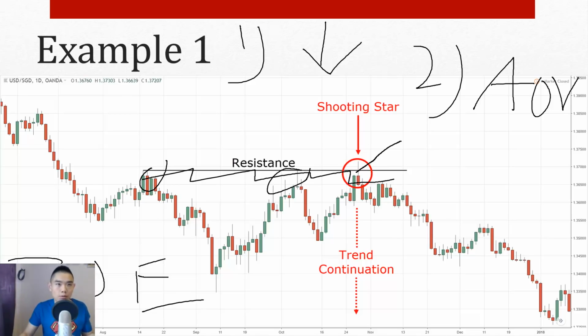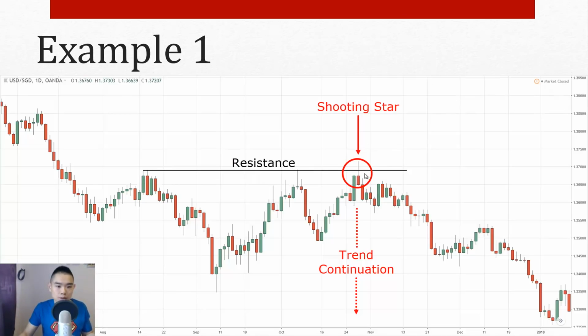So can you see that now you're not trading candlestick patterns in isolation? Now you're trading candlestick patterns in the context of the market, meaning you're trading them based on market structure, based on the trend. This actually increases the probability of your trade working out. So you can see that over here, the shooting star occurred at resistance in a downtrend, and the market did continue to slide lower.